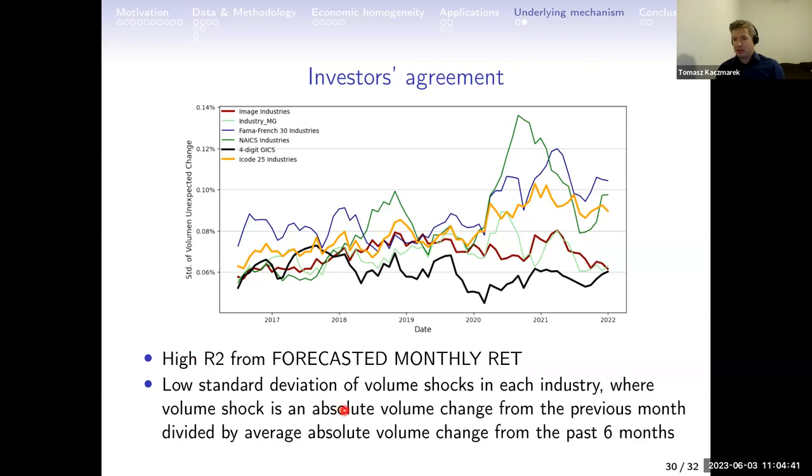And we also constructed additional evaluation coming from volume shocks in each industry, where the volume shock is an absolute volume change from the previous month divided by the average absolute volume change from the past 6 months. And this standard deviation demonstrates the level of agreement. What we can see here is that the lowest standard deviation of the shocks is coming from the global industry classification standard. So again, we see that this is a strong classification that was also supported with these results in the applications. But image industry classification is the second lowest. So we have additional proof that this agreement of investors is pretty high.